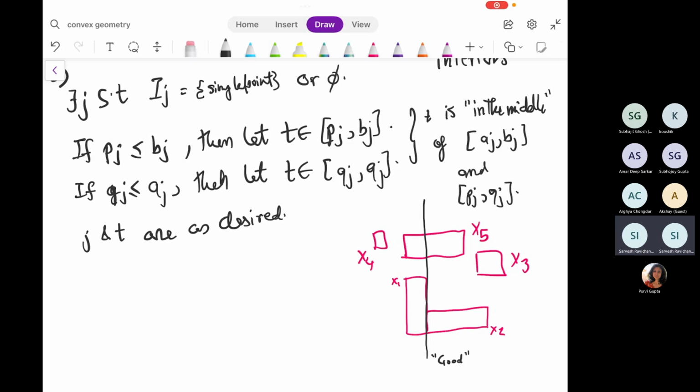So the way to think of this is that x1 will belong on one side, x2 will belong on the other side. So for example, one of them could belong to x intersection.